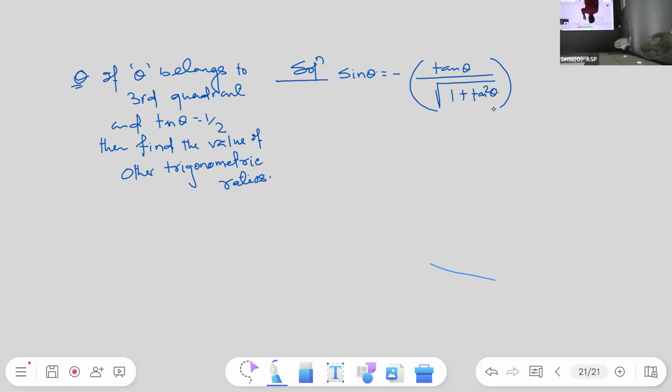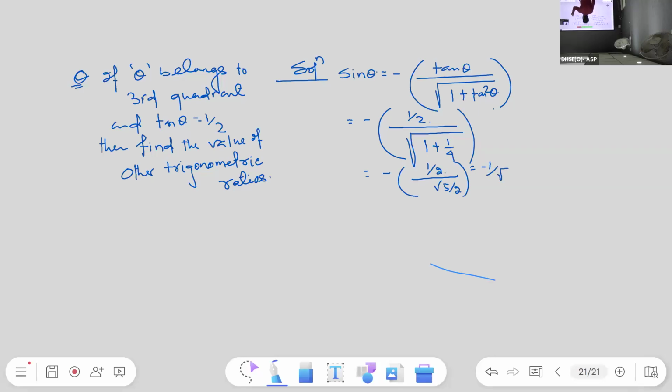So this is equal to minus of 1/2 upon under root 1 plus square of 1/2, which is 1/4. This is equal to root 5/2. So minus of 1/2 upon root 5/2, which is equal to minus 1 upon root 5.